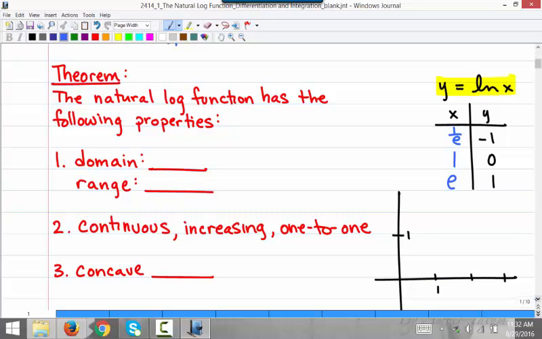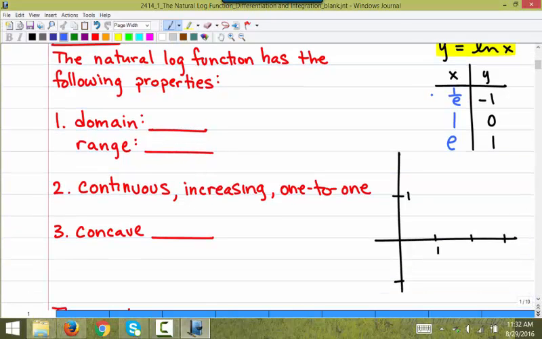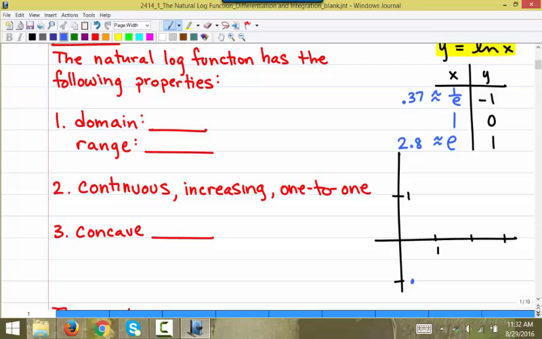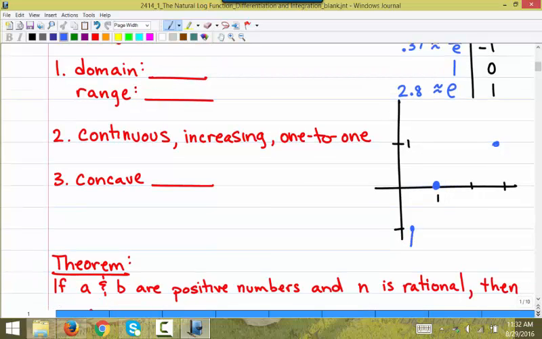Okay, let's plot those 3 points. 1 over e is about, I want to say 0.37. Is that right? And e is approximately 2.81828, so say 2.8. Okay, so you have the points (0.3, -1), (1, 0), and (2.8, 1). So the natural log function looks like this.